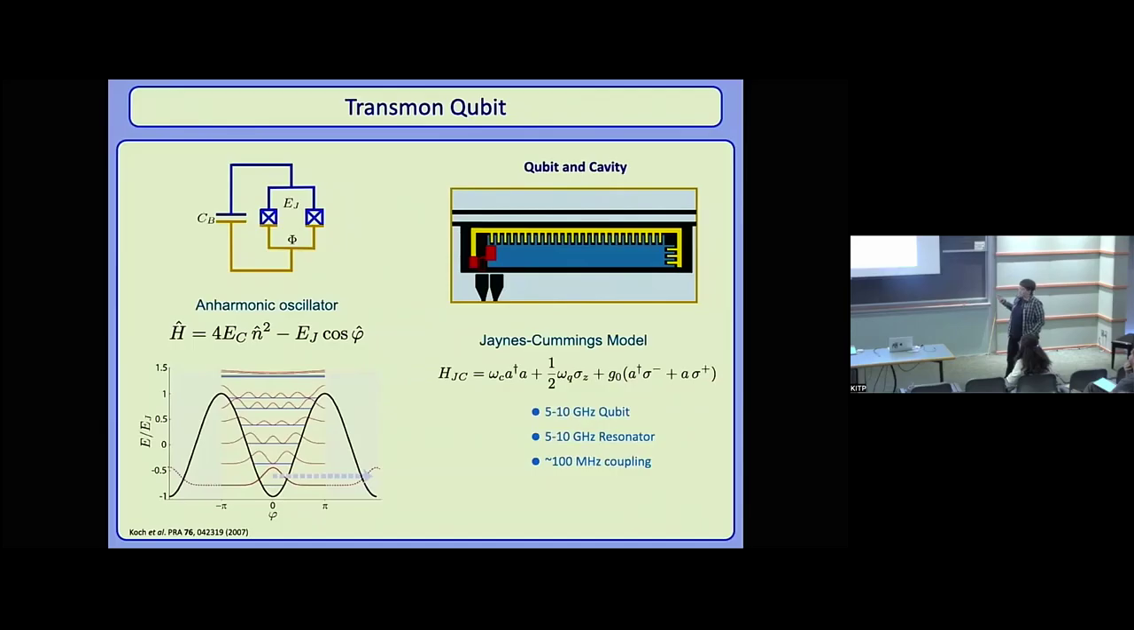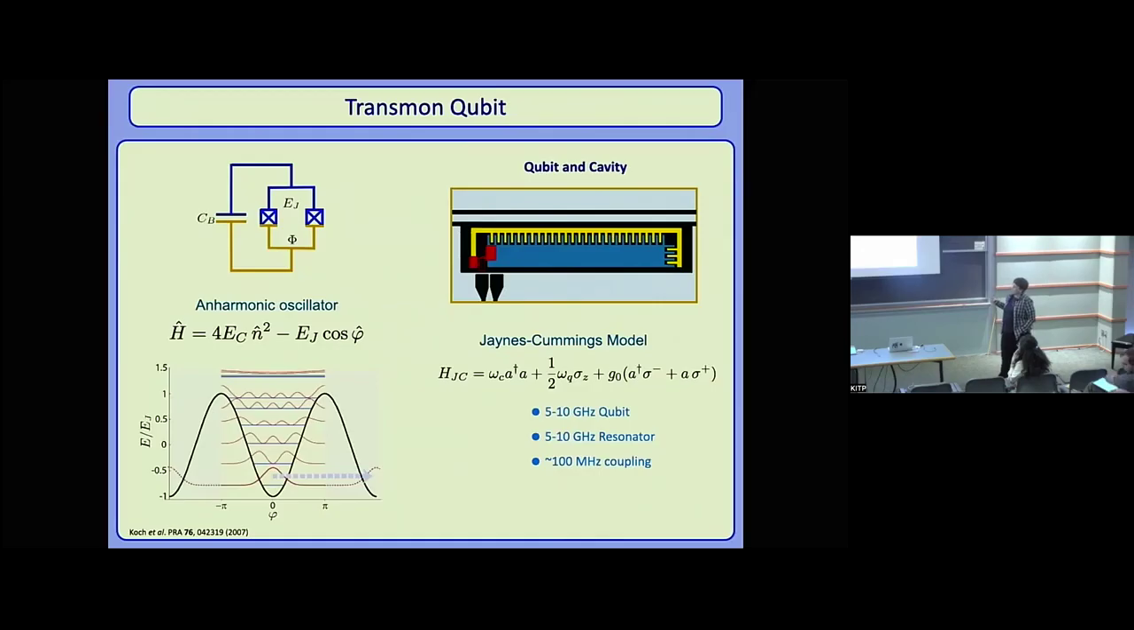It looks very, very similar to the Hamiltonian that you would expect for atomic QED. The difference is really just in the energy scales. We're talking about 5 or 10 gigahertz cavities and 5 or 10 gigahertz qubits, and we can have coupling strengths easily of 100 megahertz or so. And so this is very nice, strong coupling QED, essentially for free from the microwave cavity and the Josephson junction.